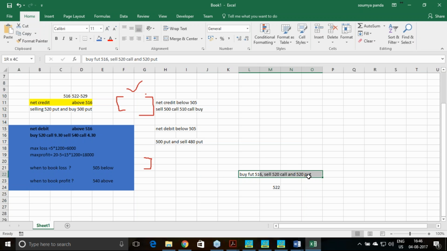फिर भी IVs बहुत हैं. रेंज बाउंड मार्केट का एक्सपेक्टेशन है, आप 516 के ऊपर में जाता है तो फ्यूचर खरीदिए. ये कॉल एंड पुट ऑफ सेम स्ट्राइक 520 का जो कॉल एंड पुट है, सेम स्ट्राइक उसको बेच दीजिए. 522 में आपको प्रॉफिट बुक करना पड़ेगा. अगर 505 में आपको लॉस बुक करना पड़ेगा, बट 505 में लॉसेस ज्यादा रहेंगे.